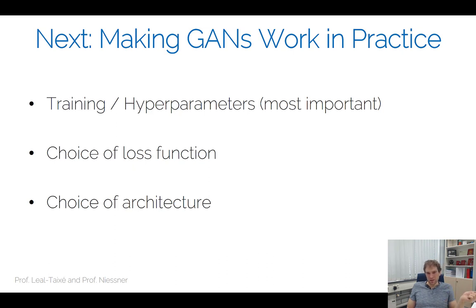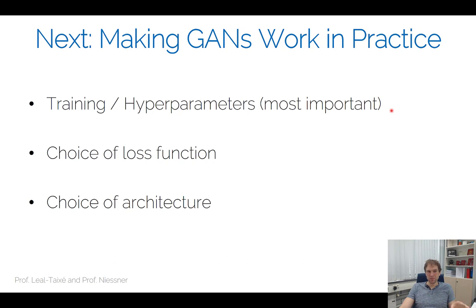There's a choice of loss functions. We have seen two loss functions so far. We have seen the standard minimax game, and we have seen the heuristic method. We'll introduce a couple more. And then there's a choice of architecture. What deconvolutions do you use? Stuff like that. For the most part, we're only going to look at the first one to debug.